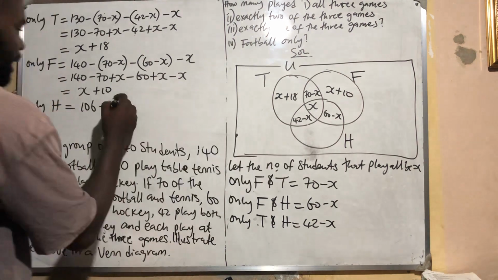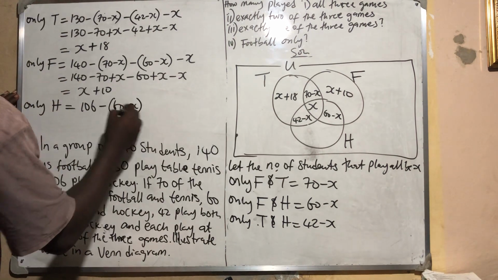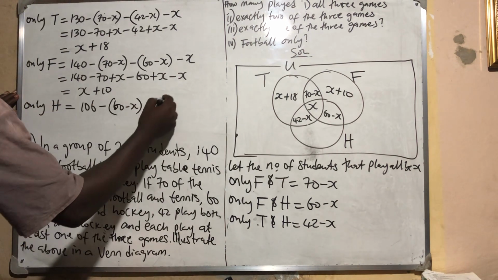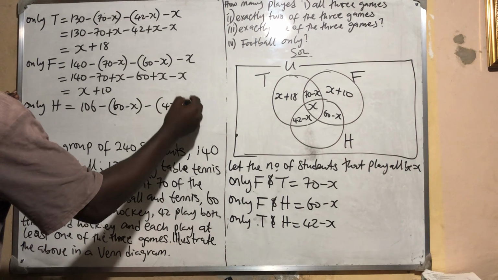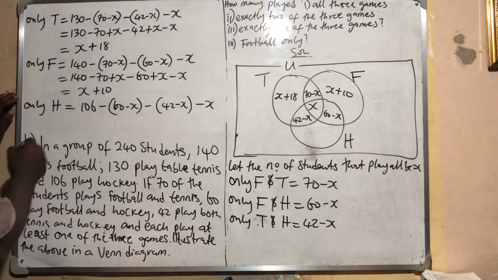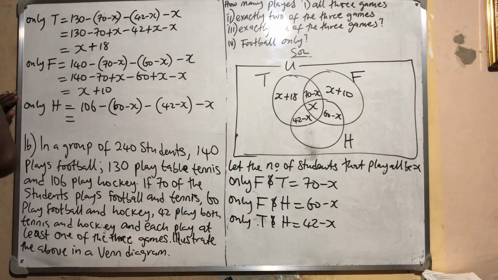Let's say the first person that entered is what? 60 minus x entered. So the next person that entered is what? 42 minus x entered, and the last person is minus x. So what do we have?